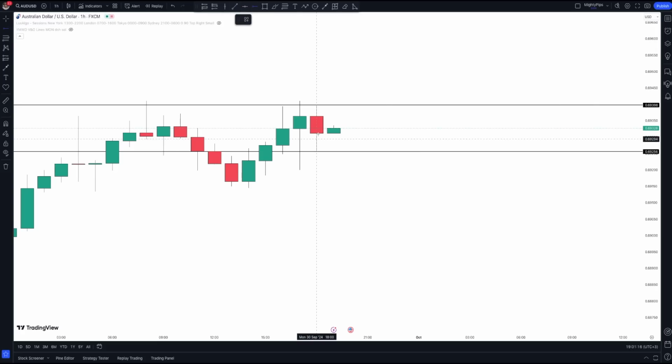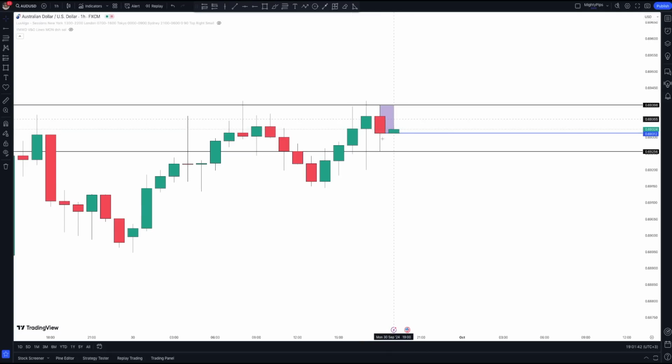But before we draw the purple zone, we have to draw the close. This is the blue line showing the close of that red candle. The purple zone is above that close but below the high. So we draw a purple zone right here. Right now we are within the trading area for the 1 hour chart.